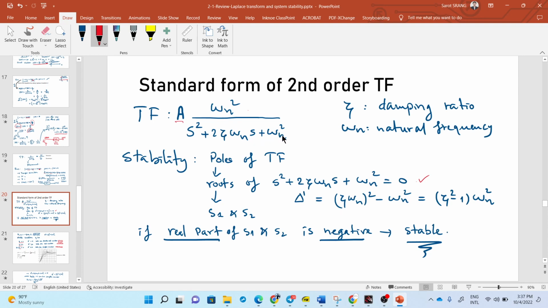Zeros are the values for which the numerator is equal to 0. Poles are the roots of the denominator, not roots of the transfer function itself, or you call it the characteristic equation.